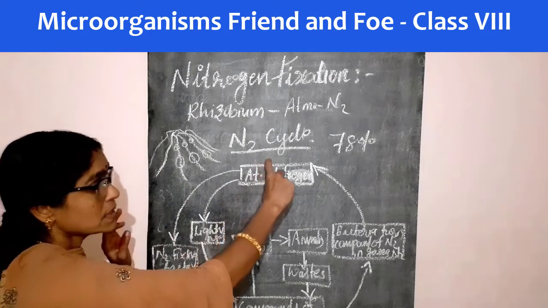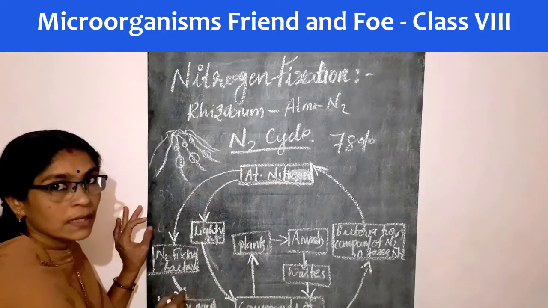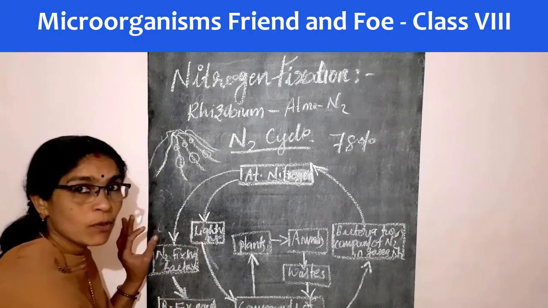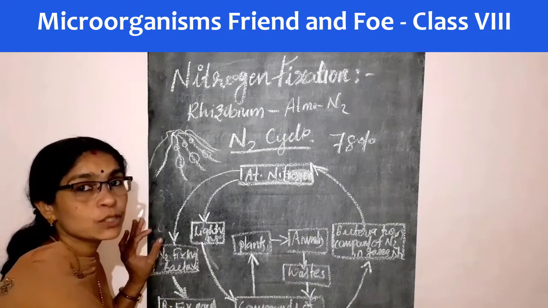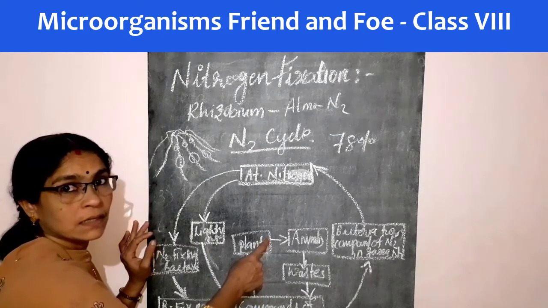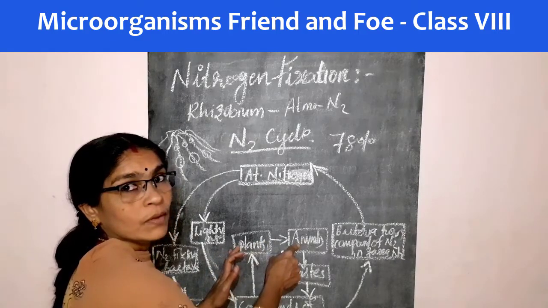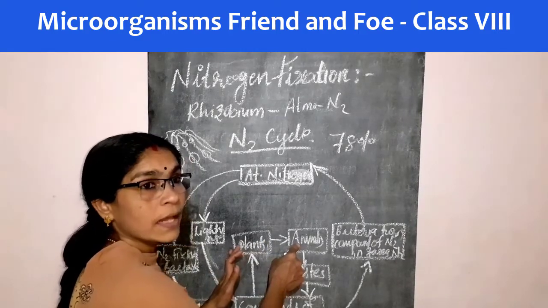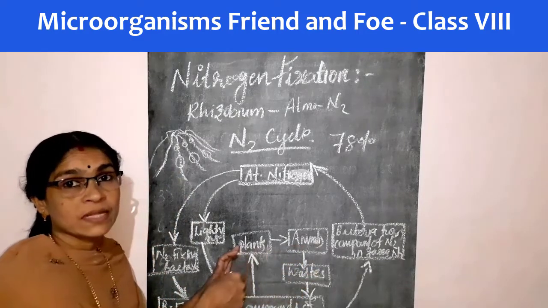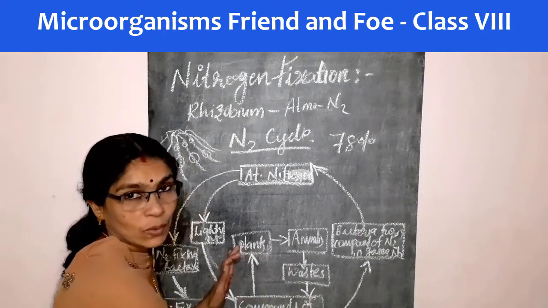Children, first, atmospheric nitrogen is taken by Rhizobium or blue-green algae. They fix the gaseous nitrogen in the form of nitrogenous compounds and add it to the soil. From the soil, it is taken up by plants. By eating plants, it goes to the bodies of animals and humans. After the death and decay of animals and humans, and also through excretory materials, it comes back to the soil.